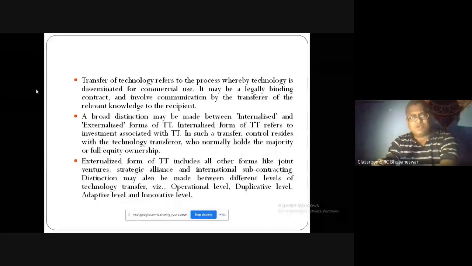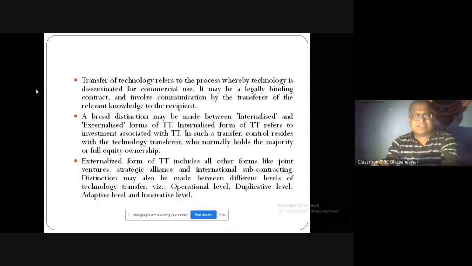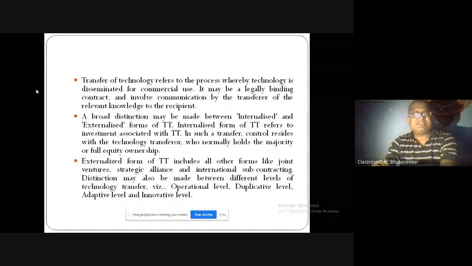You may call it Hero Honda, that's called a joint venture, or maybe a strategic alliance, or international subcontracting, or a collaboration, or maybe an operational level. There are different types of operational levels in technology transfer: it may be called an operational level, a duplicative level, an adaptive level, or an innovative level.